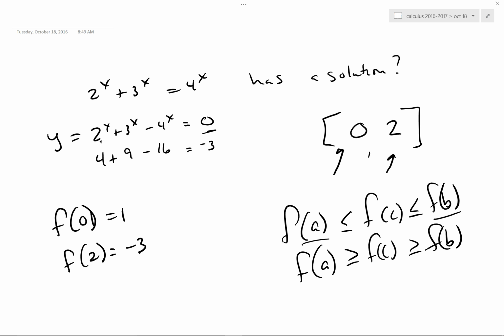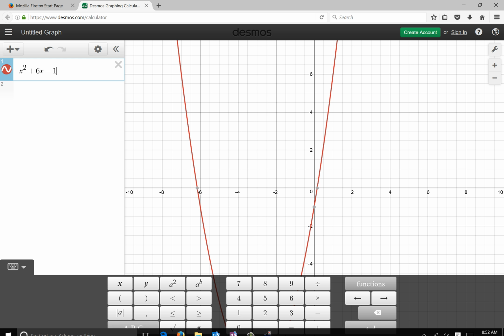Therefore, because this is a continuous function, it's continuous everywhere, but at least it's continuous on the interval in question. Because 0 lies in between these guys, there is a value that makes that happen. And where does that value occur? It happens somewhere on the x-axis between 0 and 2. And a person could graph that and actually see.